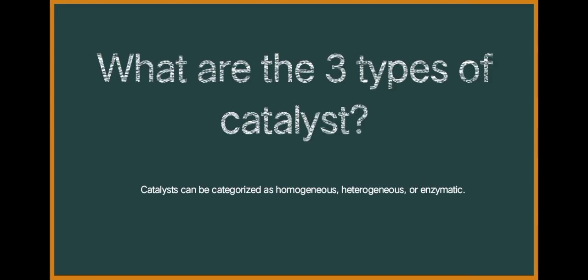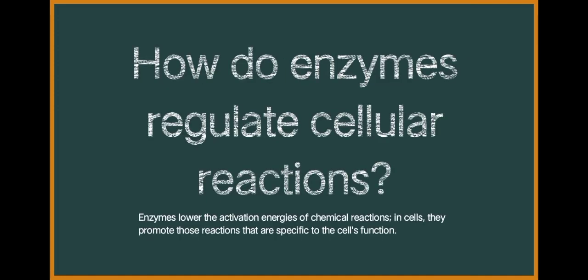Now, what are the three types of catalysts? Catalysts can be categorized as homogeneous, heterogeneous, or enzymatic. Homogeneous catalysts exist in the same phase as the reactants, whereas heterogeneous catalysts exist in a different phase than the reactants.